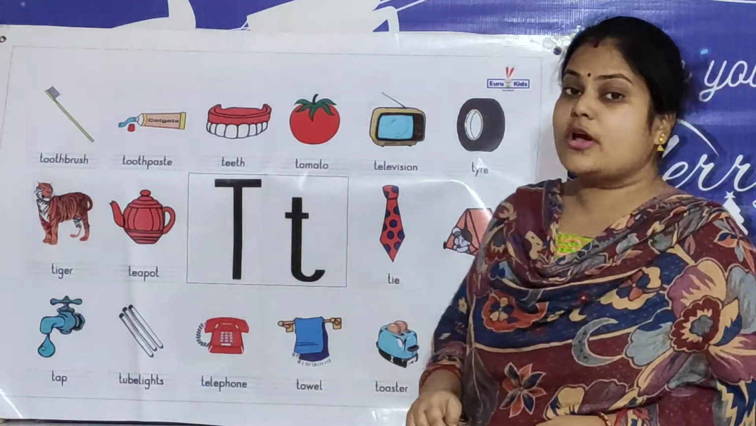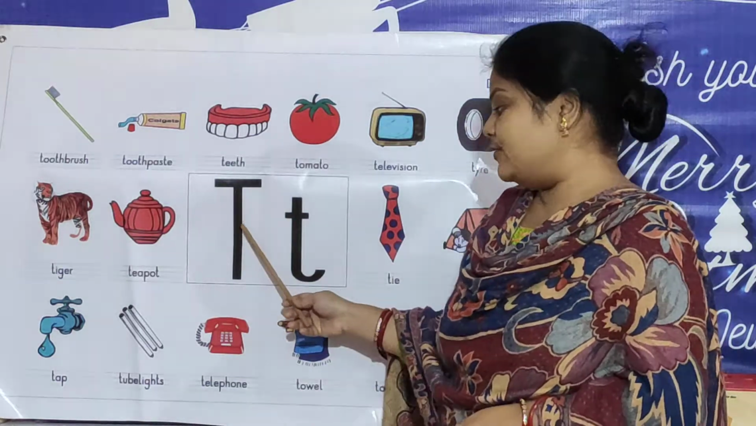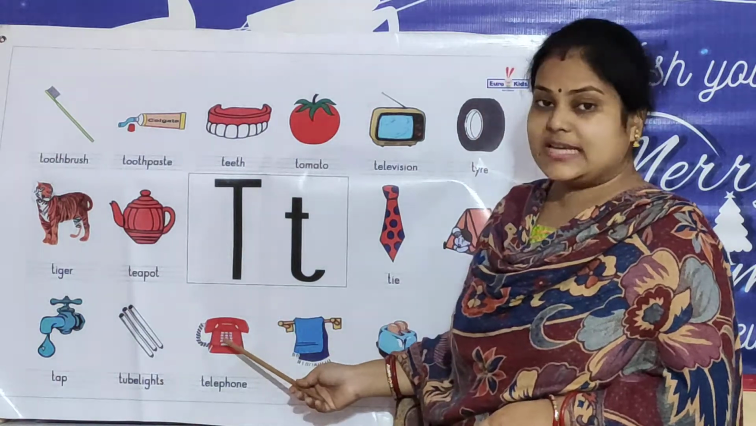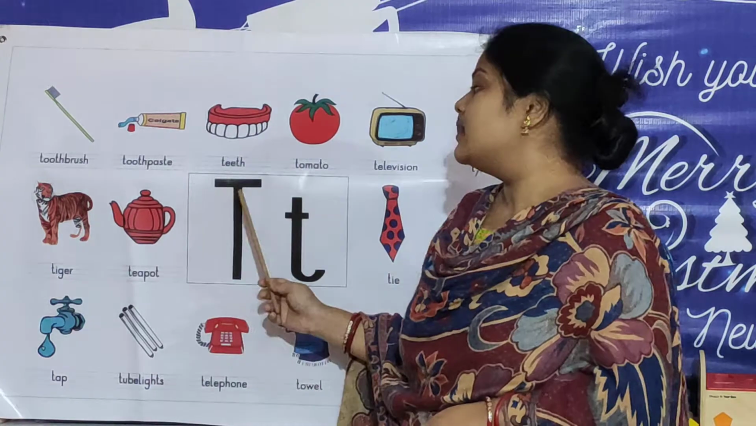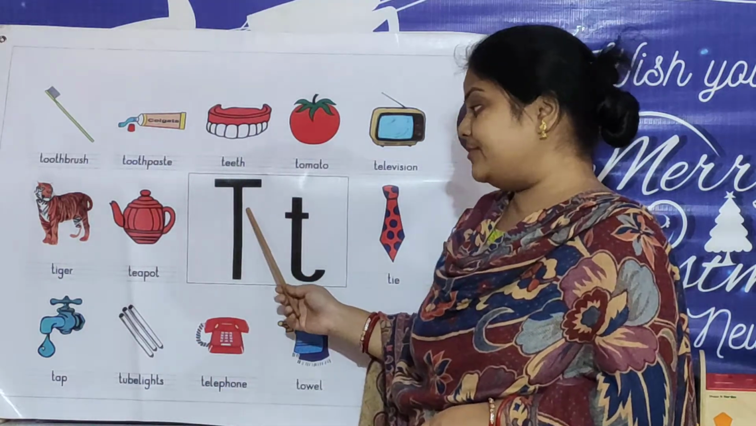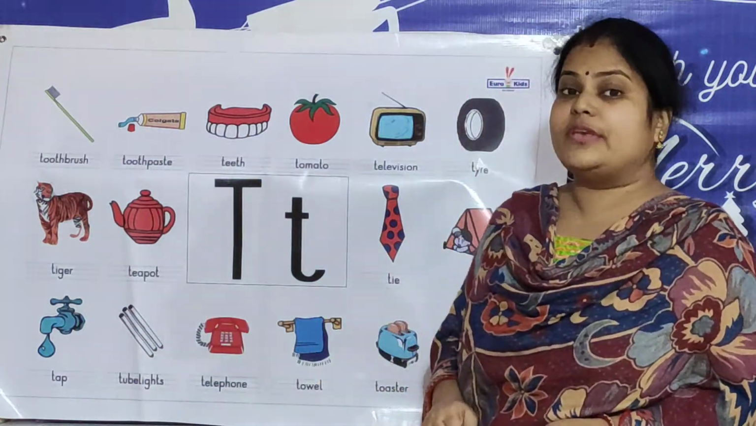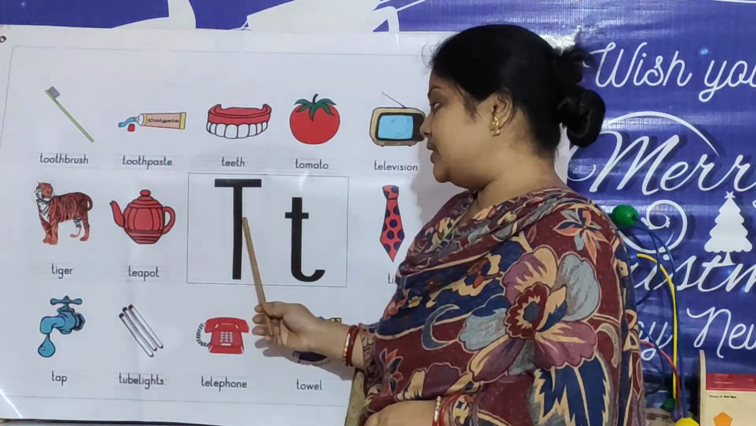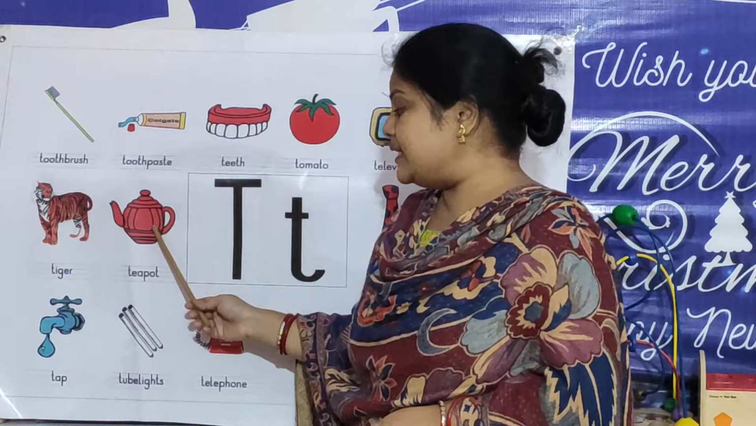And why do we use a towel? We use a towel to clean our face. T for telephone. T for tube lights. And T for tap. Children, in our home, we get water through a tap. And T for teapot.